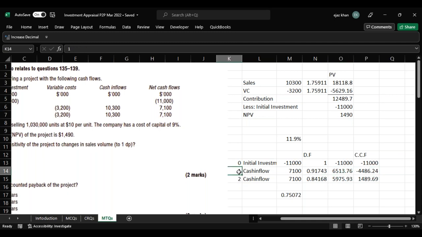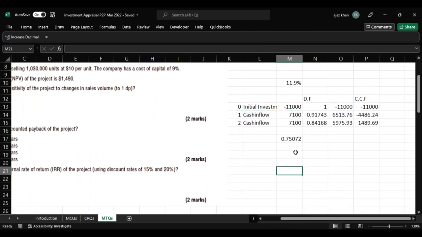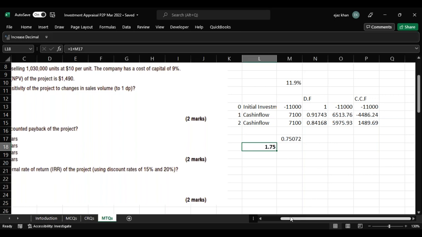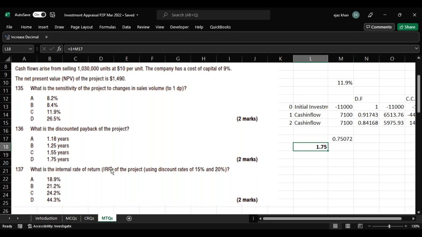So it took us one complete year and 0.75 of the second year to recover our investment. So one plus part of the second year, that is 1.75 years. So we can simply say that it took 1.75 years for us to recover our investment. That's called discounted payback period. D is the answer. 1.75 years, one complete year and 0.75 of the second year. Clear?